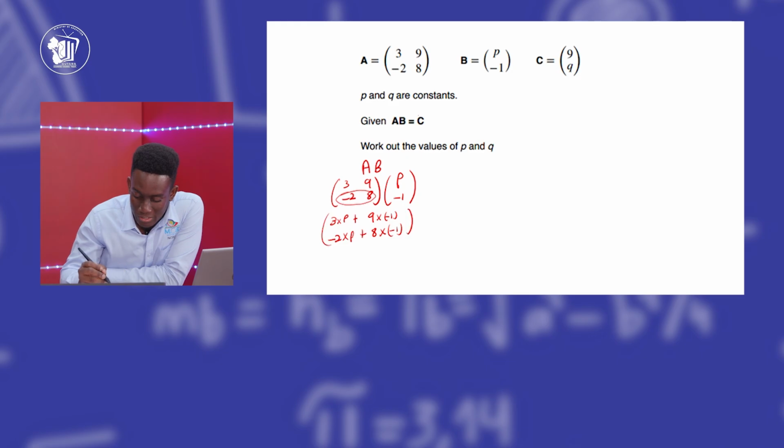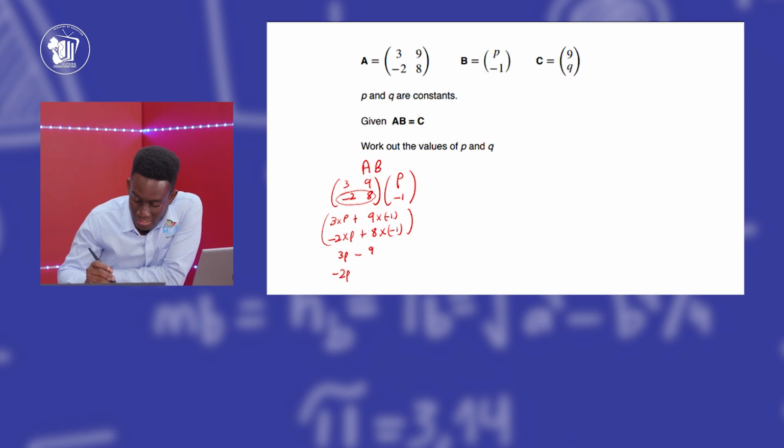When we work this out, we'll have 3 times p is 3p plus 9 times negative 1 would give you negative 9. So a negative and a positive will simply give us minus 9. And then negative 2 times p would give you negative 2p.